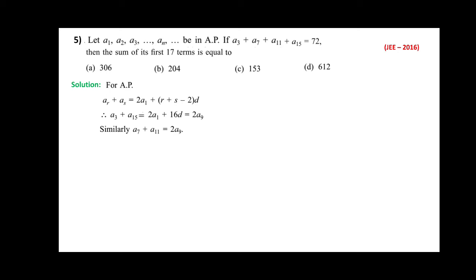Now we can consider that 72 is equal to A3 plus A7 plus A11 plus A15, so that whole sum is equal to 2A9 plus 2A9. Therefore, 72 is equal to 4 into A9. Therefore, A9 is equal to 18 after dividing 72 by 4.